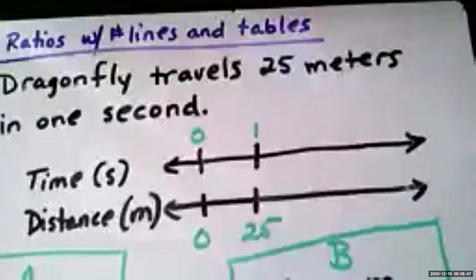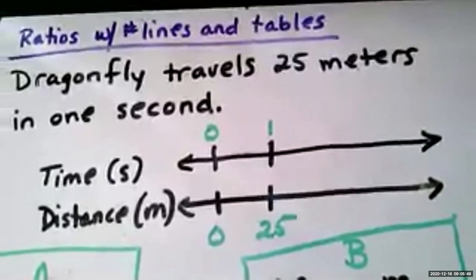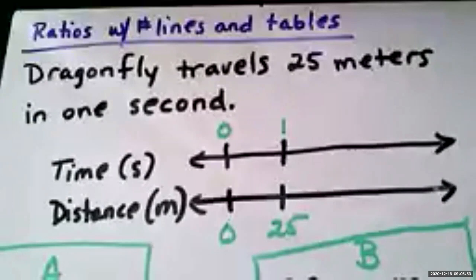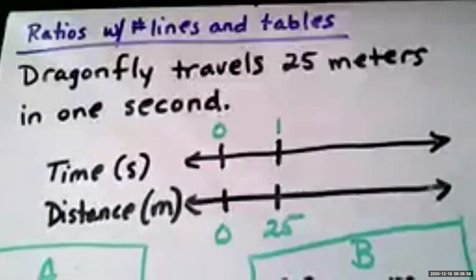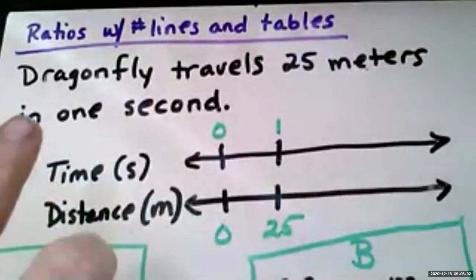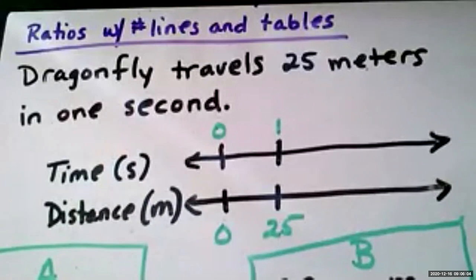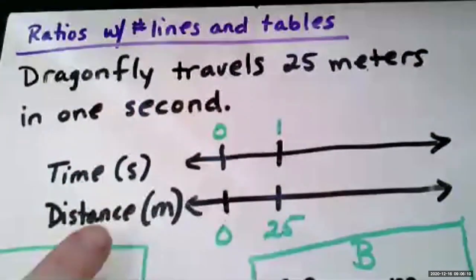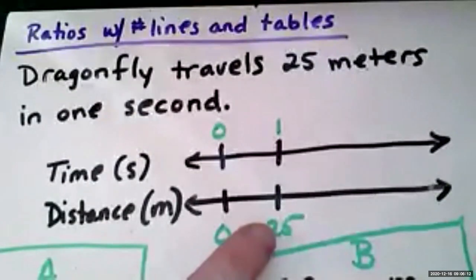So, all right, double number lines and tables. So we're going to kind of adjust this a minute just to make sure that you are understanding that when you write a ratio, you're comparing two things. And for example, here, a dragonfly travels 25 meters in 1 second. So here you have 1 second, the time is 1 second, and the distance is 25 meters.